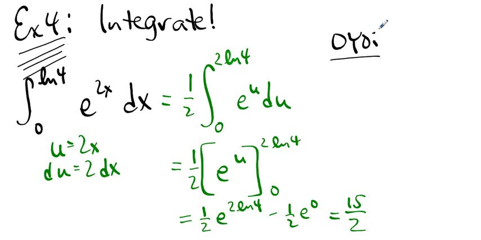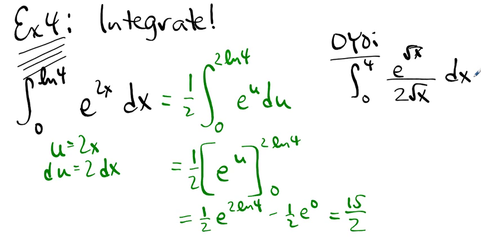It might be an interesting exercise for you to do the integral from 0 to 4 of e to the radical x over 2 radical x dx. That would be a very interesting exercise for you to do. One more thing before I turn this thing over, and that's what about other exponential functions? How do you take derivatives and integrals for other exponential functions?